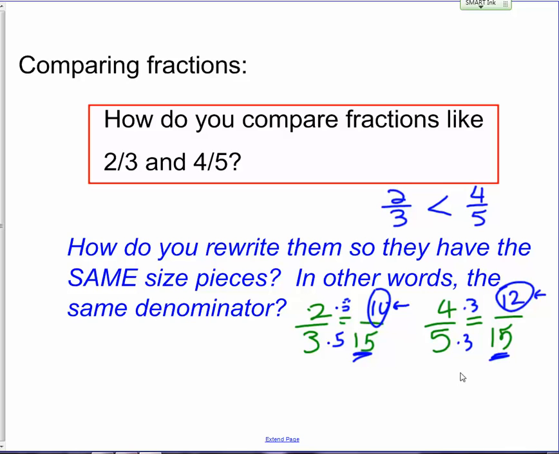And somebody else said, well, we can rewrite them with the same denominator. So we break them all into the same size pieces. And the number pattern with that is 3 times 5 is 15. So we would have 2 times 5, or 10 shaded parts. So 2/3 is equal to 10/15. And 4/5 is equal to 12/15. So that means that 2/3 is less than 4/5.